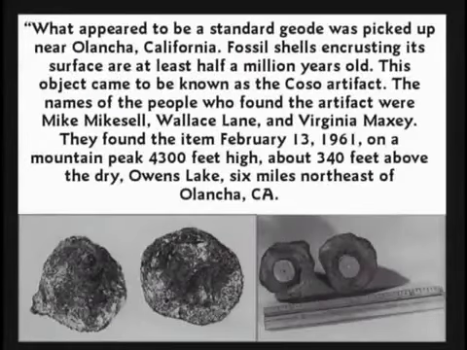There's the x-ray of this geode. Let's just read this here. What appeared to be a standard geode was picked up near Olancha, California. Fossil shells encrusting its surface are at least 500,000 years old. Yeah, right. The object came to be known as a Coso artifact. The names of the people who found the artifact were Mike Sull, whoever they are. They found it in 1961 on a mountain peak, 4,300 feet high, 340 feet above the dry Owens Lake.